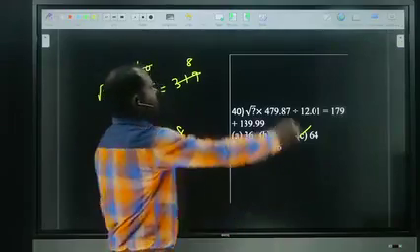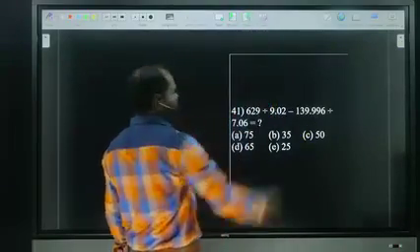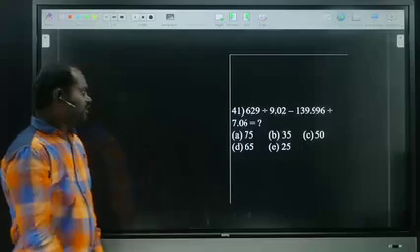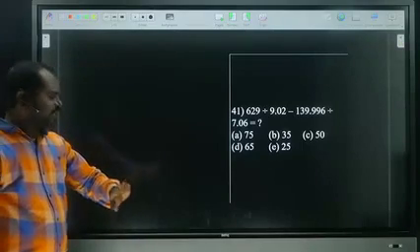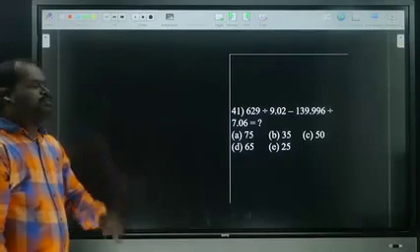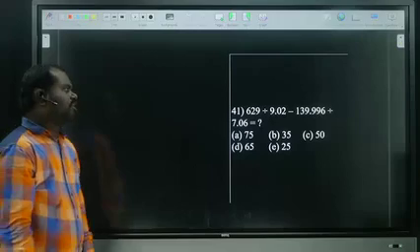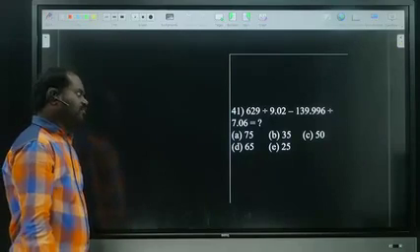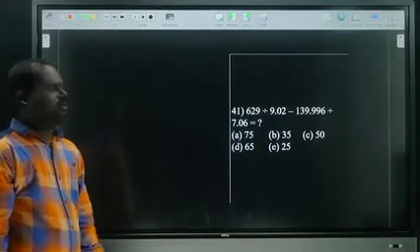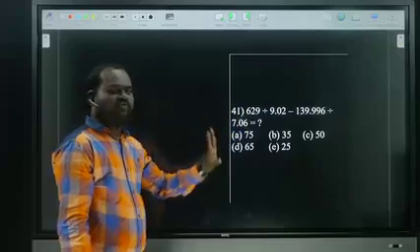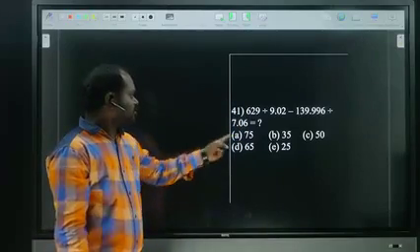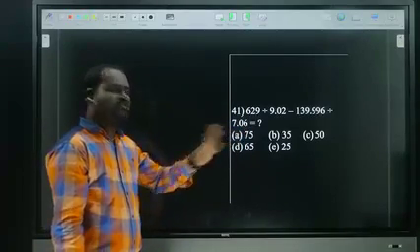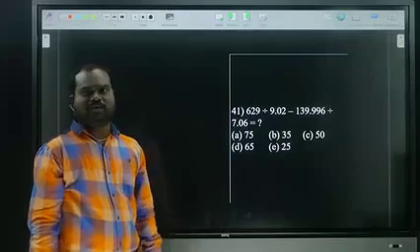Now we are moving to the next question. 629 divided by 9.02 minus 139.996 divided by 7.06. Division and minus. First see the options: 75, 35, 50. The options are not close, there is a gap, so we can approximate.